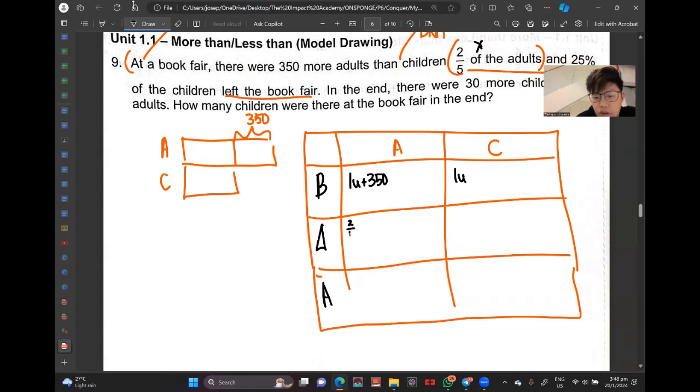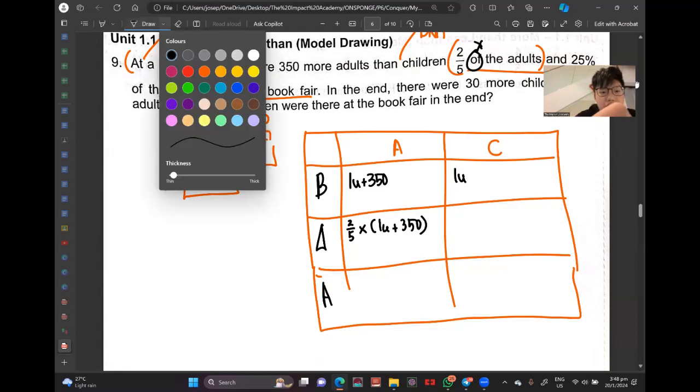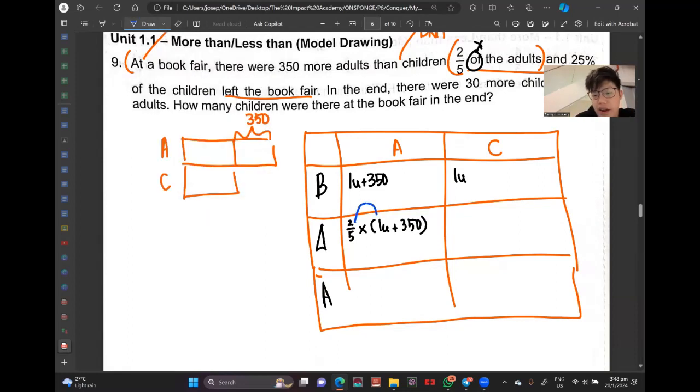Right? So we are going to say 2/5 times. Why is it times? Because of the word of. You understand? 1 unit plus 350, right? So same thing, use rainbow method. Okay, rainbow. 2/5 times 1 unit, that gives me 2/5 units. Do you understand so far? 2/5 times 350.